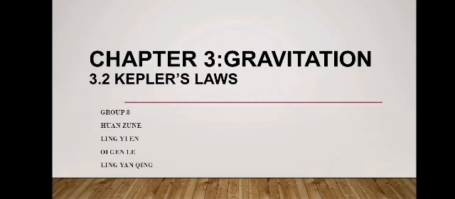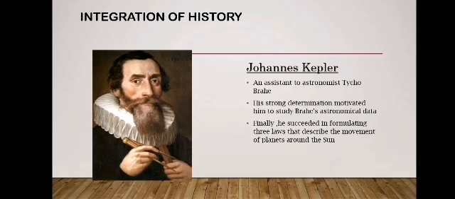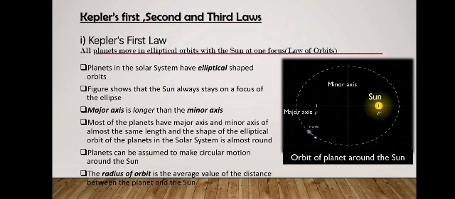Our title is 3.2 Kepler's Laws. Integration of history. Johannes Kepler was an assistant to the astronomer Tycho Brahe. His strong determination motivated him to study broad astronomical data. Finally, he succeeded in formulating three laws that describe the movement of planets around the Sun: Kepler's first, second, and third law.